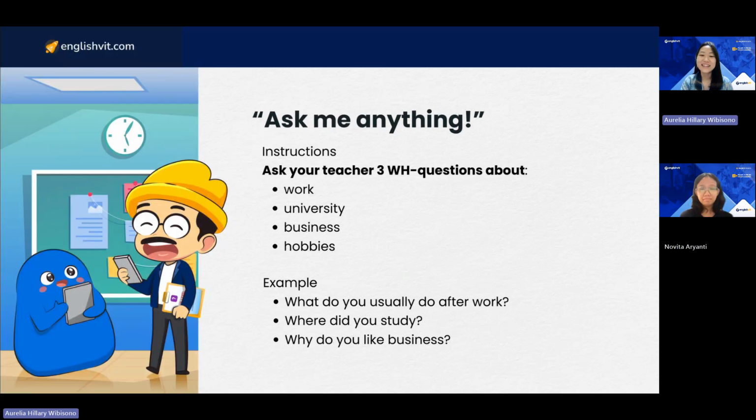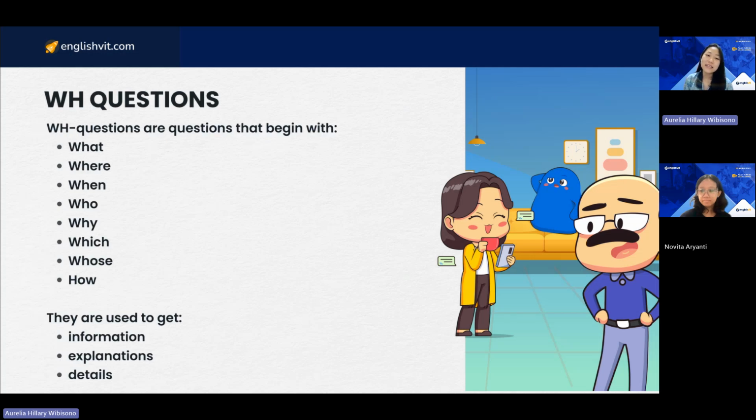Okay, so that's our beginning game. Now let's see how many WH questions we have. Usually we learn 5W, 1H, but actually we have more than that. So we can use what, where, when, who, why, which, whose, how, as well as whom.